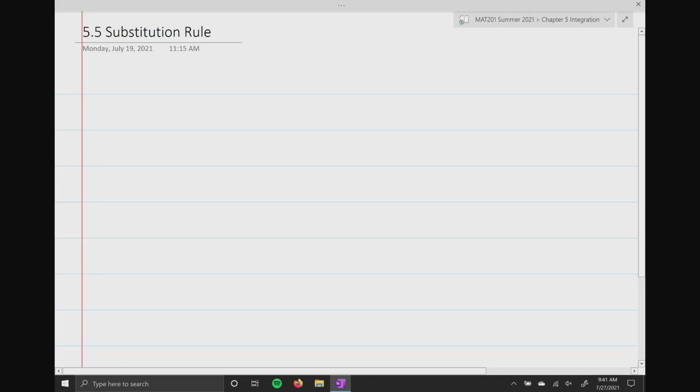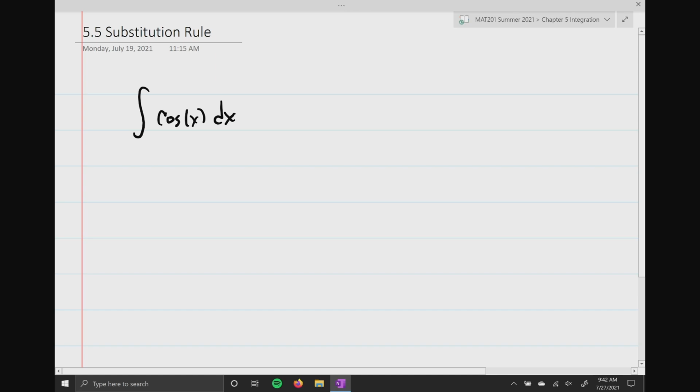Okay, so the last section of the semester is 5.5, which is the substitution rule. And what I'm going to do is start this one off just by looking at a really easy example. So if we're given, let's say, the integral of cosine of x dx.